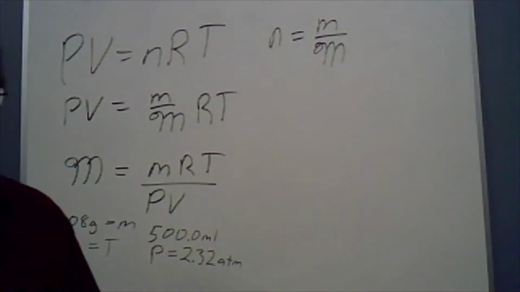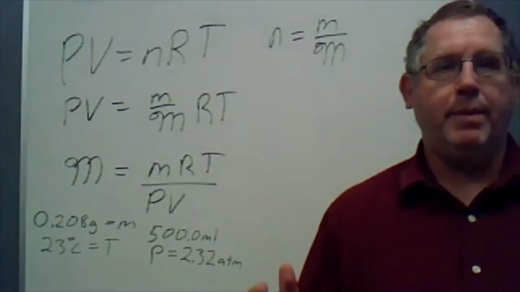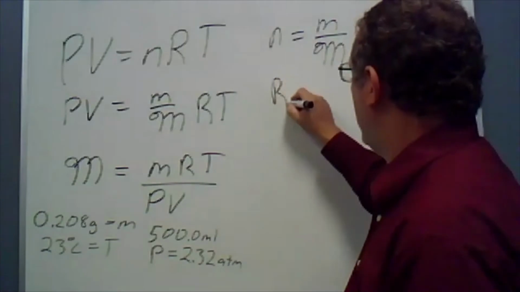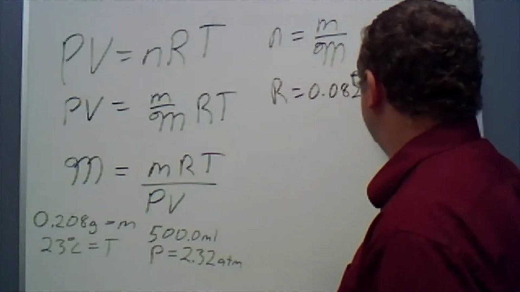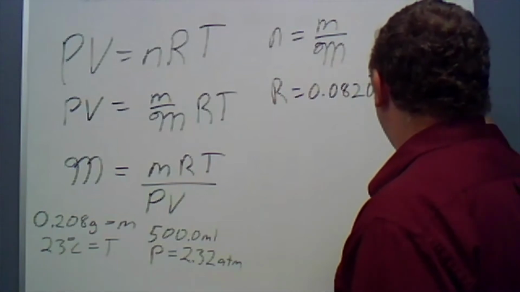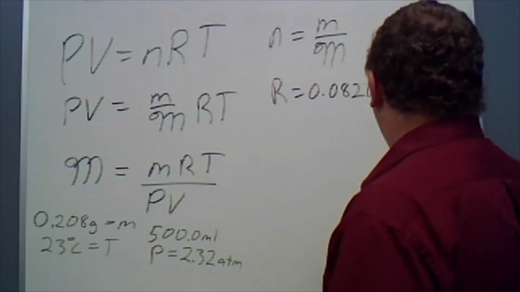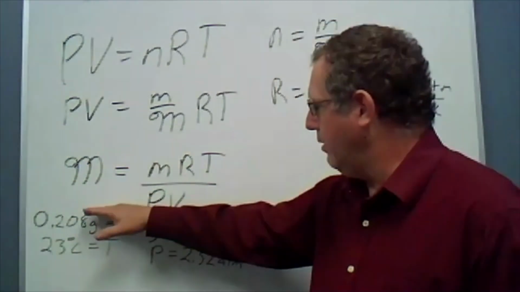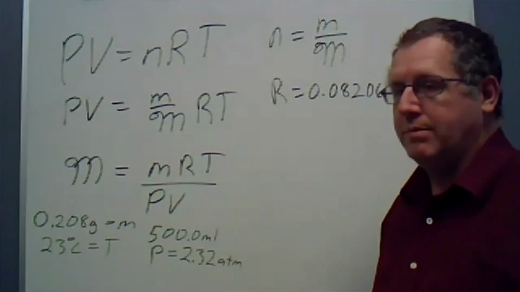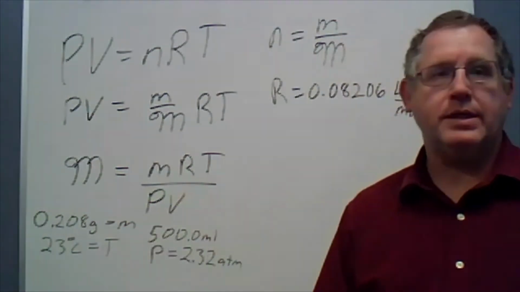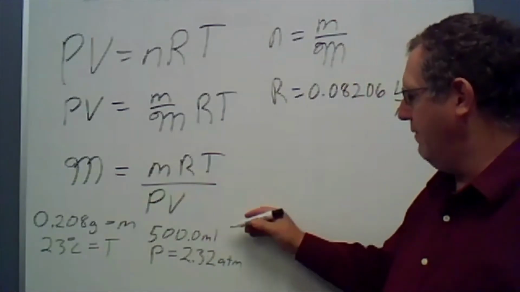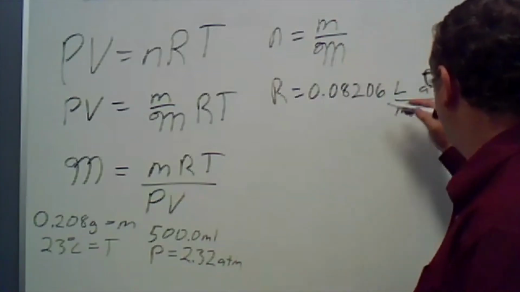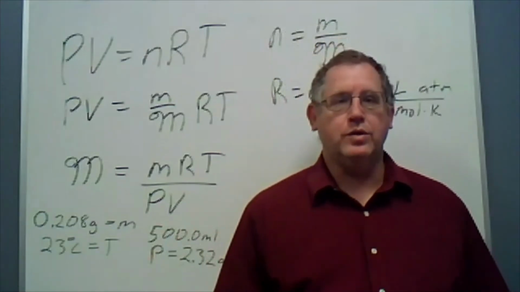So in order to solve this problem, we need to keep it simple. We need to pay attention to R. The value of R that we use is going to be important. So we're going to use R is equal to 0.08206 liters atmospheres per mole Kelvin. Now when I look at my values here, my mass is in grams, that's okay. Temperature is in degrees Celsius, I will need to convert that to Kelvin. My volume is in milliliters, I need to convert that to liters. And my pressure is in atmospheres, my R is in atmospheres. So I can easily use these values here.